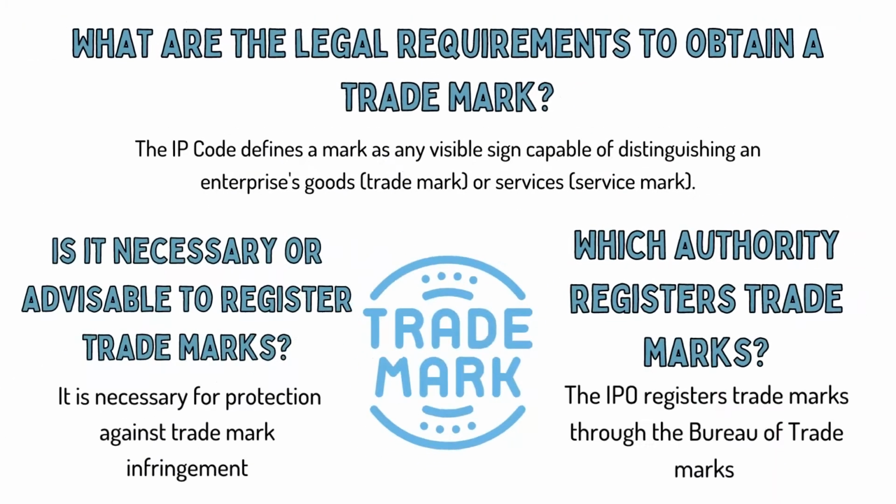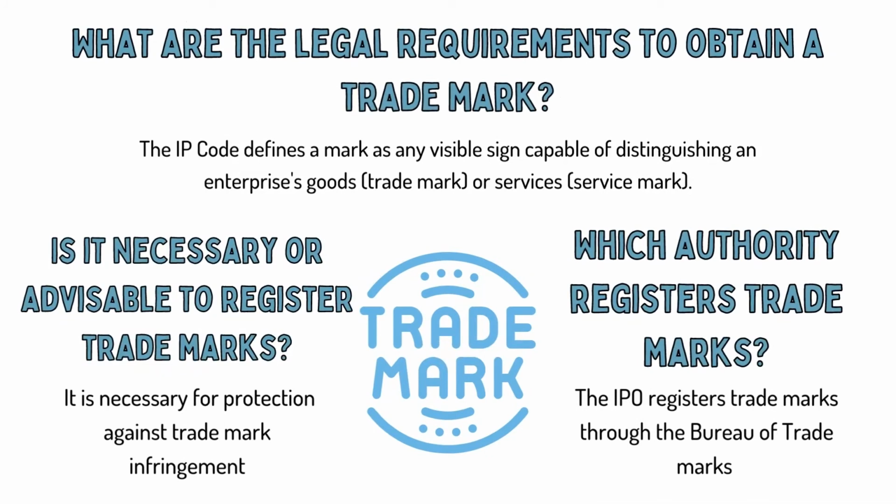Trademark. What are the legal requirements to obtain a trademark? The IP Code defines a mark as any visible sign capable of distinguishing an enterprise's goods or services. This includes a stamped or marked container of goods. A mark must be registered with the IPO to be protected.